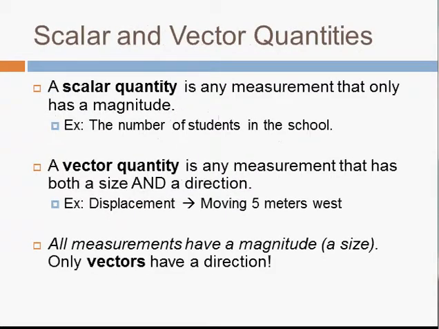So, what we want to do is start off by looking at what is a scalar quantity and what is a vector quantity. Well, in science and math, a scalar quantity is any measurement that only has a magnitude. We're only focusing on a measurement where there's just a size and that's it. It's just a number. And generally speaking, there's no direction with it. So, for instance, think about the number of students in the school. We could have, let's say, 600 students, and there's no direction. We don't say 600 students north or up or anything like that. It's just 600 students. That's a scalar because there's only a size with it.